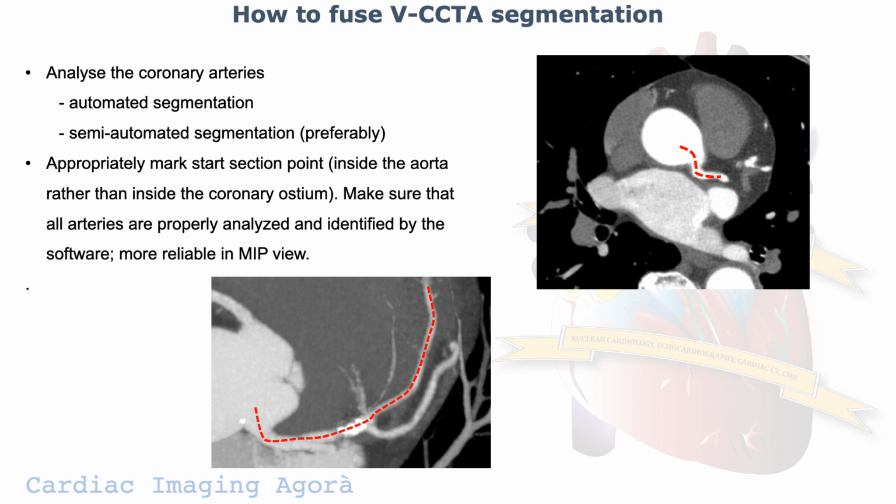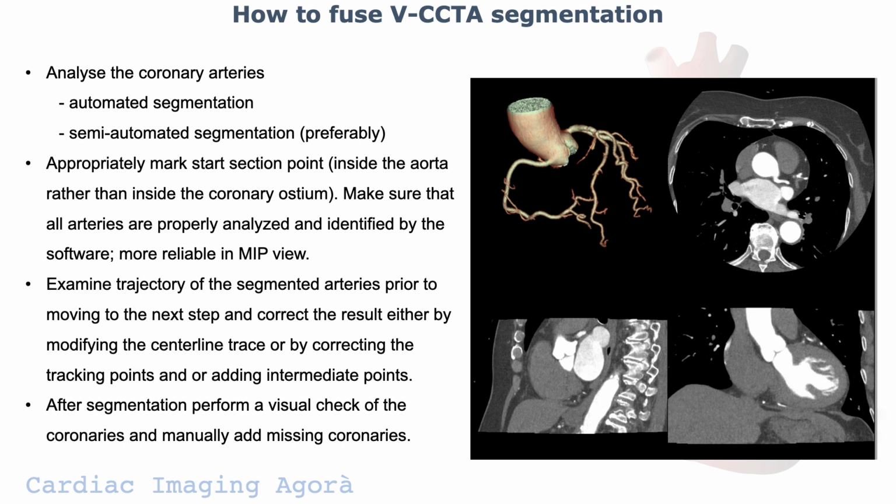You can do this more reliably in the maximum intensity projection views. Another issue you might encounter is that you don't have a proper segmentation of the path of the centerline. So I suggest here to examine carefully the trajectory of the segmented arteries prior to moving to the next step. You can either modify the centerline here, or you can correct and add new points on the vessel that are not segmented.